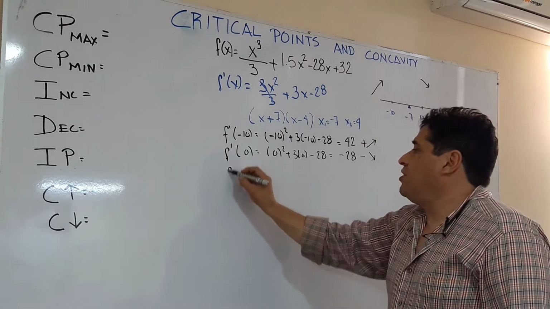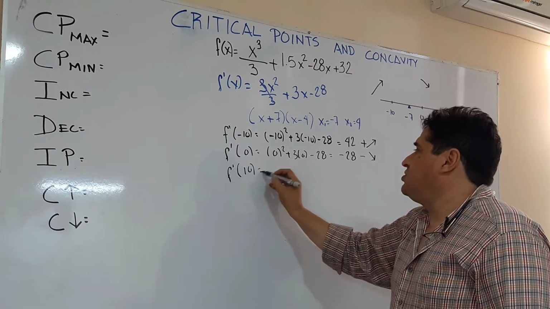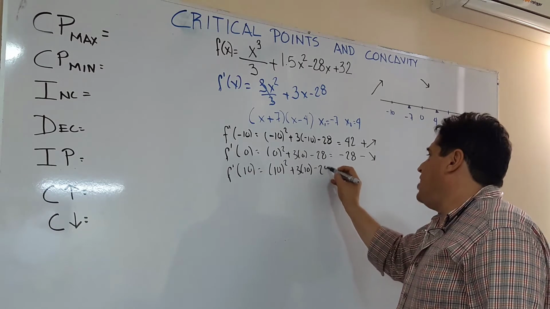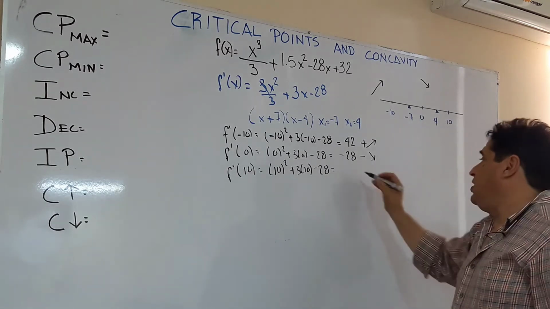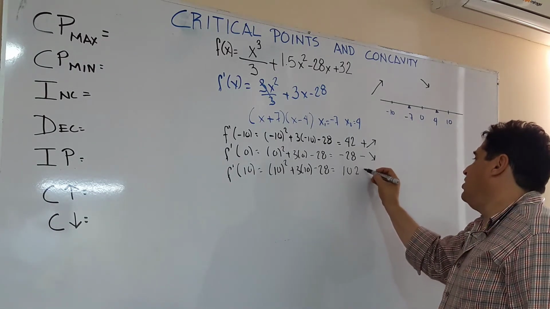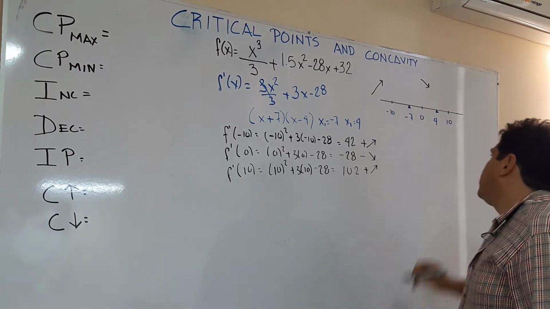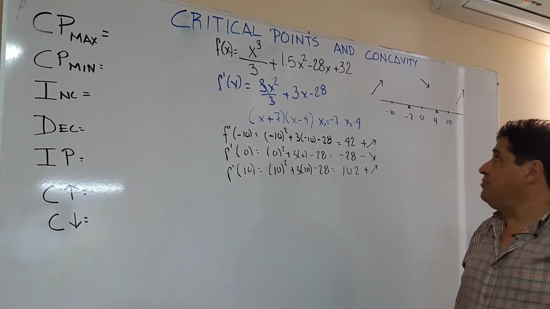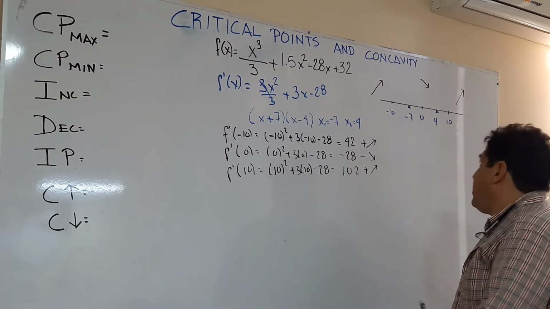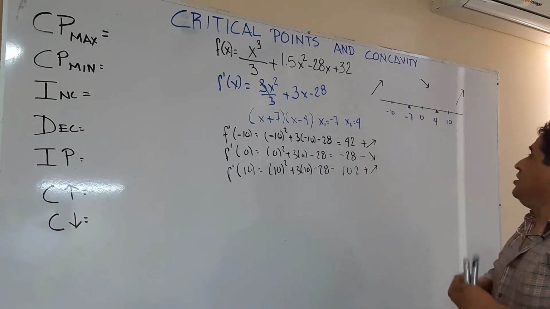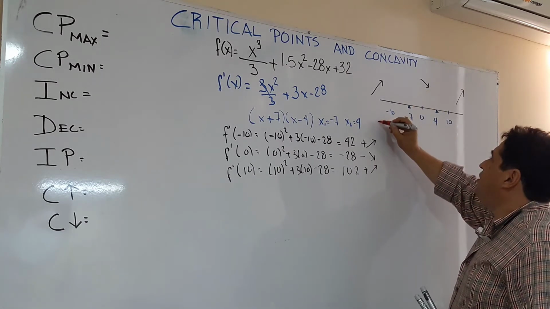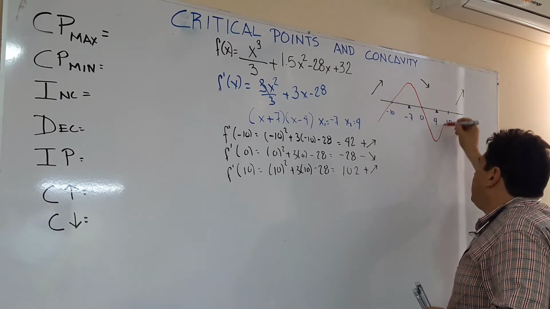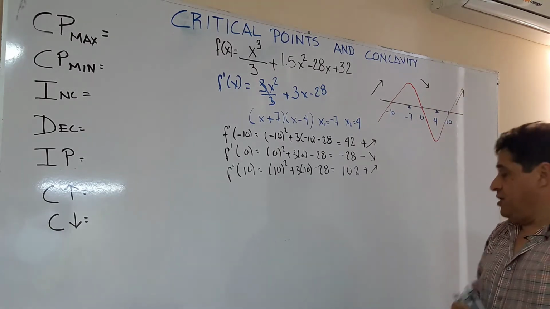And last, I'm going to go f prime of 10, which is going to be 10 squared plus 3 times 10 minus 28, which turns out to be 102. Positive is going to be going upwards. So, over my 10, I'm going to go with an arrow pointing up. Okay? So, with that, I can follow my arrows, going up all the way to my critical point, going down all the way to my critical point, and going up all the way to infinity.